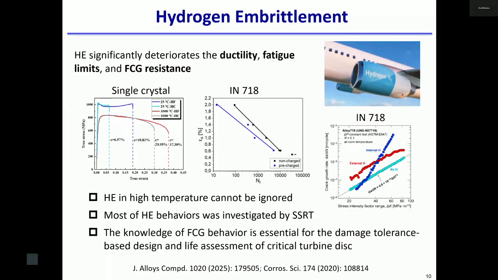These three results are from the literature. The first one is tensile, the second one is fatigue, and the last one is fatigue crack growth. You can see it is very sensitive to hydrogen embrittlement. So to ensure structural integrity, we have to study hydrogen embrittlement.